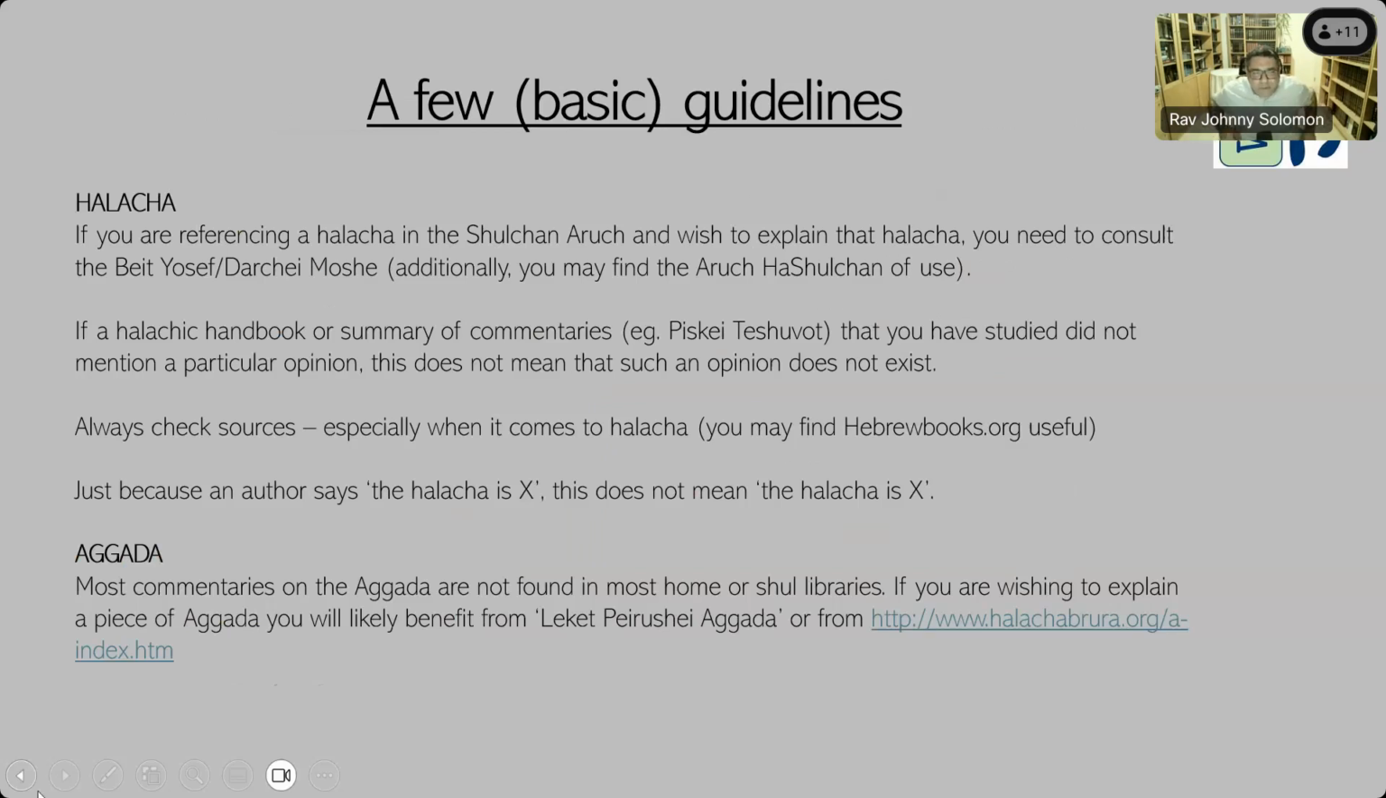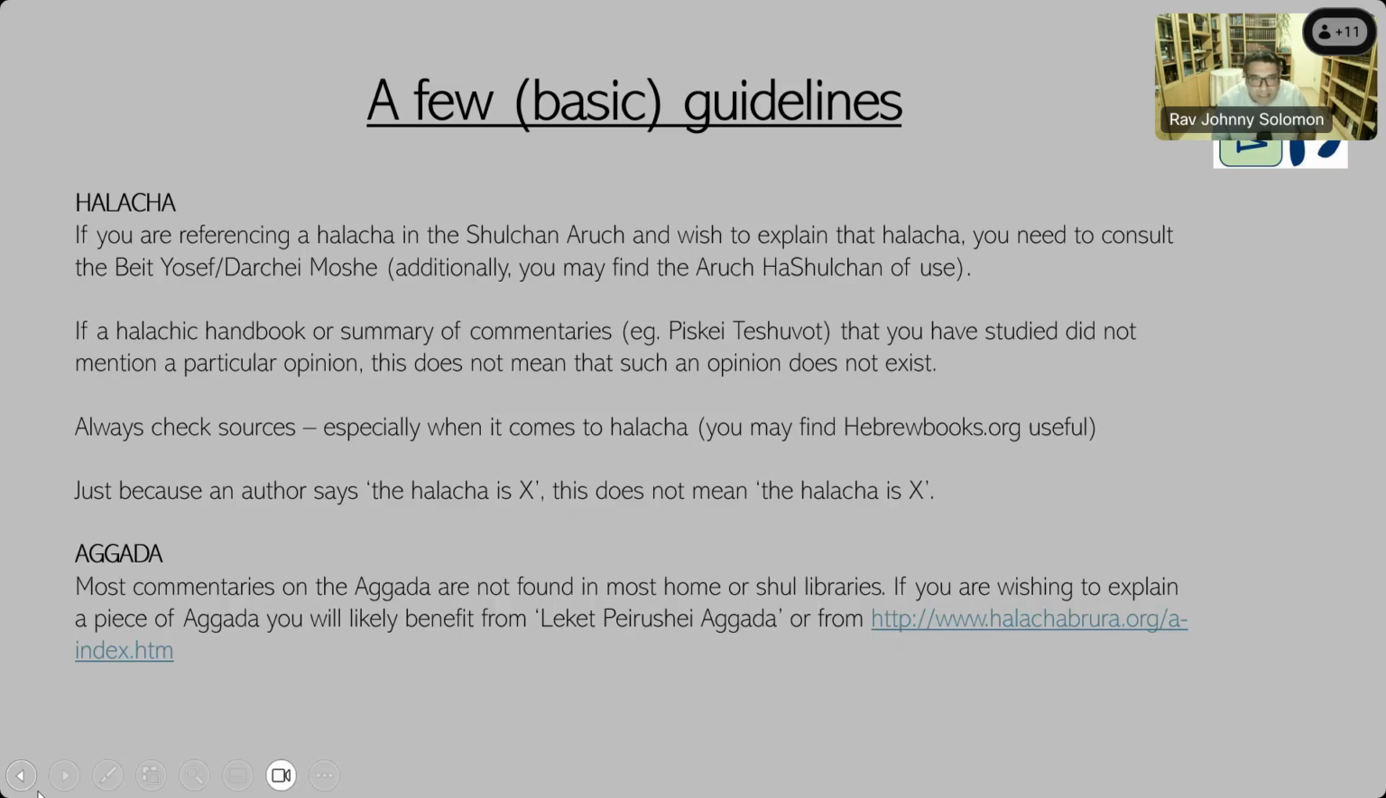Let's say the following. Imagine you're giving a shiur about halacha and you are referencing the Shulchan Aruch. Well, rule number one, and this is not my rule, this is a rule of Rav Yosef Karo. Rav Yosef Karo basically says, if you wish to claim to understand the Shulchan Aruch, you need to first read my commentary called the Bet Yosef. The Shulchan Aruch is ultimately a distillation of a broader commentary called the Bet Yosef.